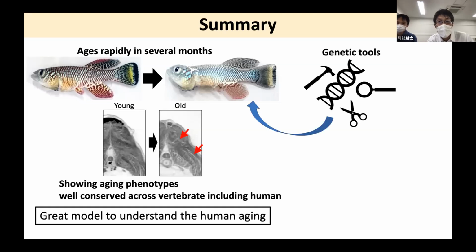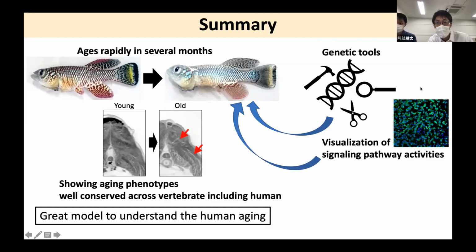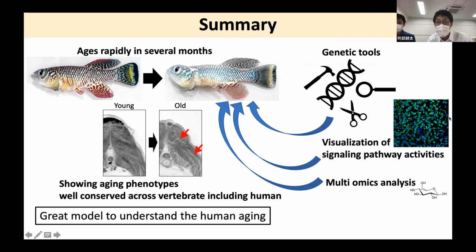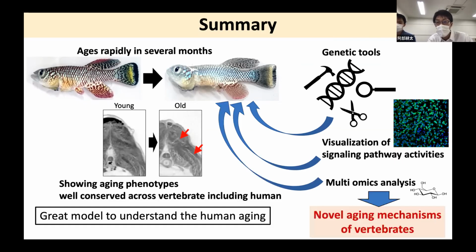And now we are establishing some genetic manipulation techniques. Also, by combining the visualization of signaling pathway activities and multi-omics analysis, we are now trying hard to reveal novel aging mechanisms of vertebrates. And we hope some of you might have interest in this very good model, killifish.